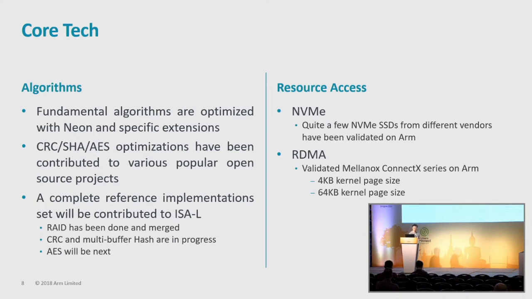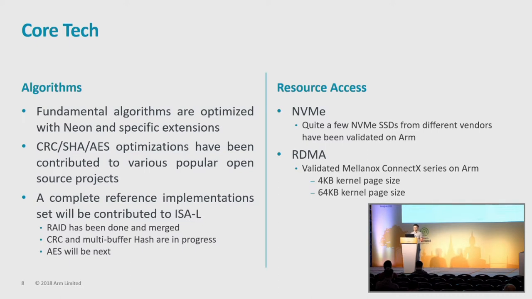Well, ARM has provided several technologies like SIMD, like Neon and SVE, and specific extensions like CRC, SHA, and AES, and more to optimize these critical blocks, which have a significant impact on storage performance. The effort for CRC, SHA, and AES has been done and upstreamed to various popular open source projects. An example is that we have done CRC optimization in Ceph, and later we ported this implementation to other projects like SPDK and ScyllaDB, et cetera.